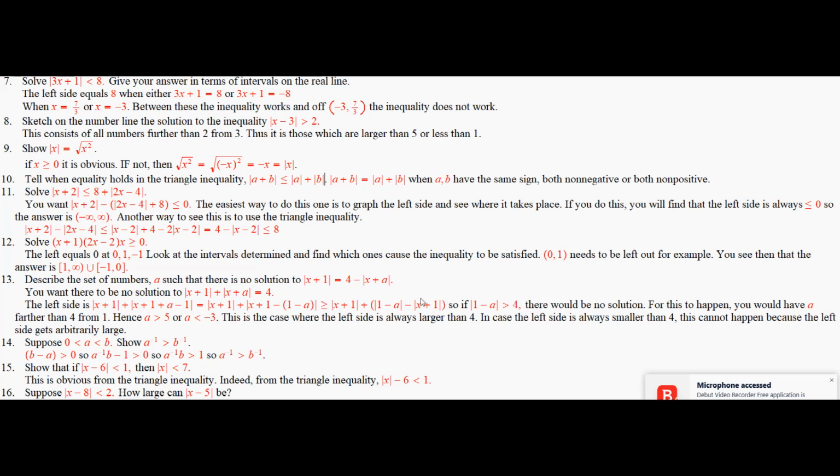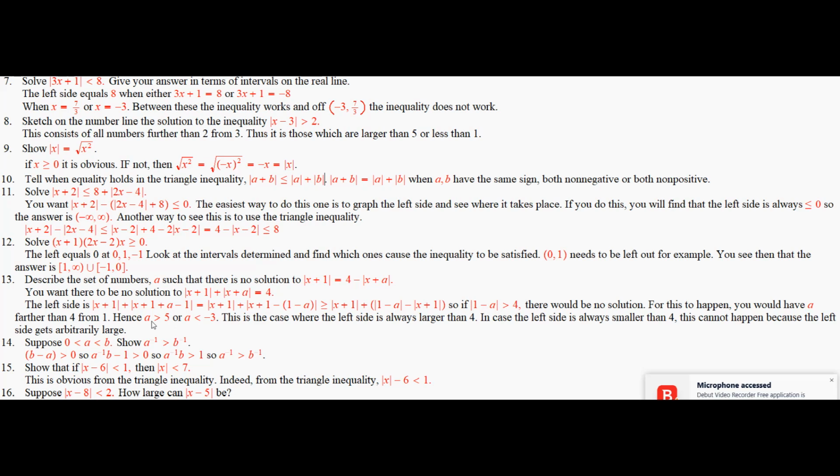And so I can conclude that if the absolute value of 1 minus a is bigger than 4, there will be no solution. Well, what does that mean? It means that a should be further from 1 than 4. Yeah, further from 1 than 4.